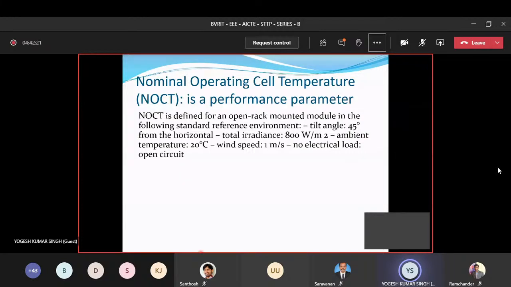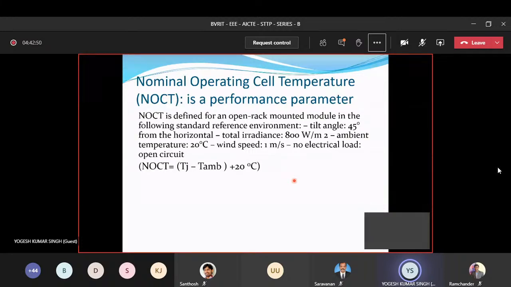Now how can you define the NOCT? This is the formula where we define the NOCT condition. NOCT, the nominal operating cell temperature, is equal to T, the junction temperature, meaning module temperature, minus the ambient temperature, plus 20 degrees centigrade. So whatever the difference between module and ambient temperature is, that gives us the NOCT temperature under that particular condition.